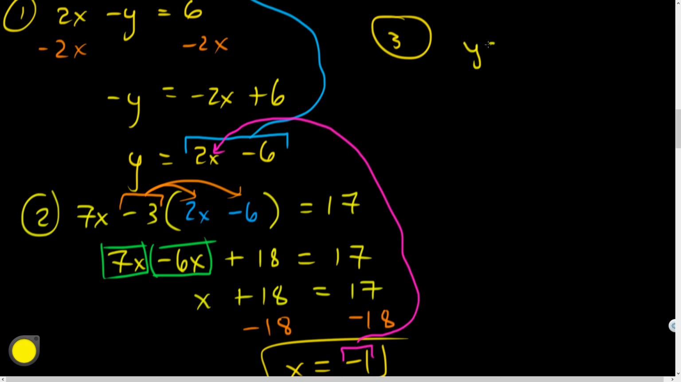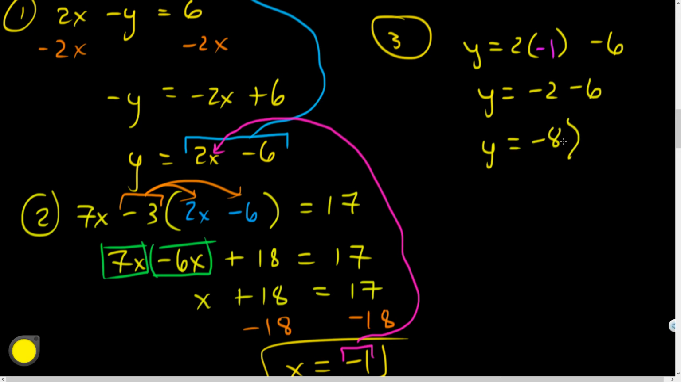So I'm going to have y equals 2 times something minus 6, and that something is negative 1, right there. And I get y equals negative 2 minus 6, y equals negative 8. Ugh. Negative 1 comma negative 8.